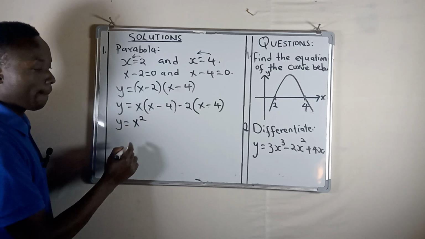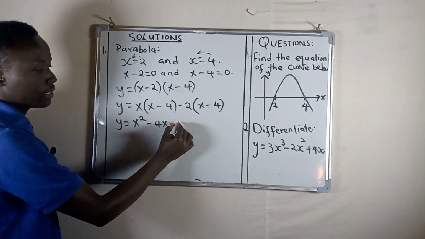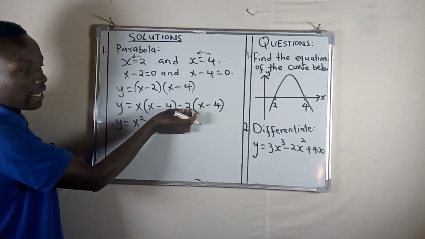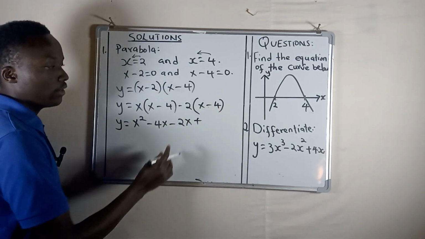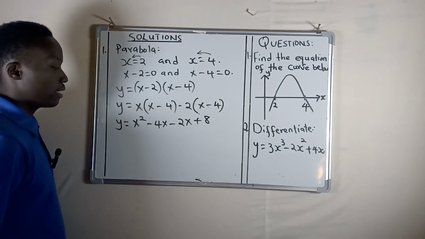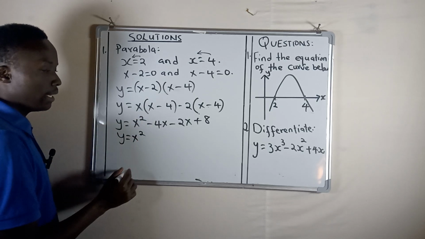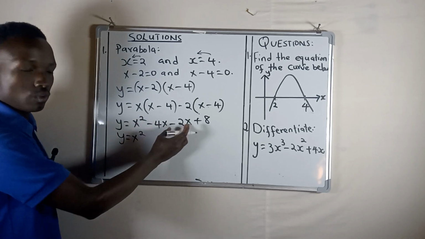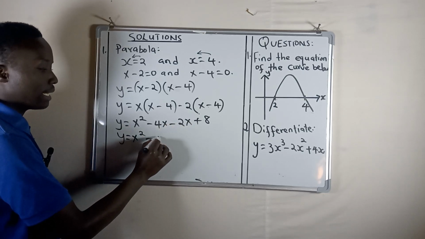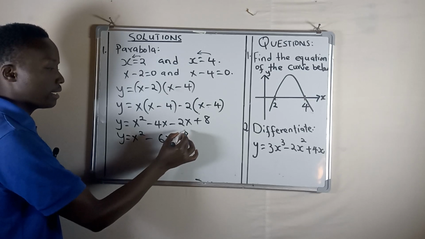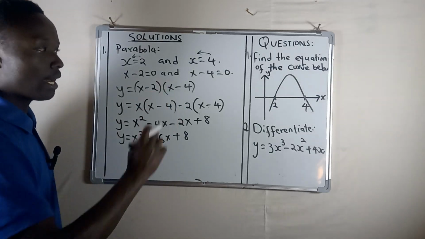So we are going to have y is equal to x squared minus 4x, minus 2 times x is minus 2x. Then negative 2 multiplied by negative 4 gives a positive, so positive 8. So our equation will be y is equal to x squared minus 4x minus 2x, which is minus 6x, plus 8. This is the equation of the curve.